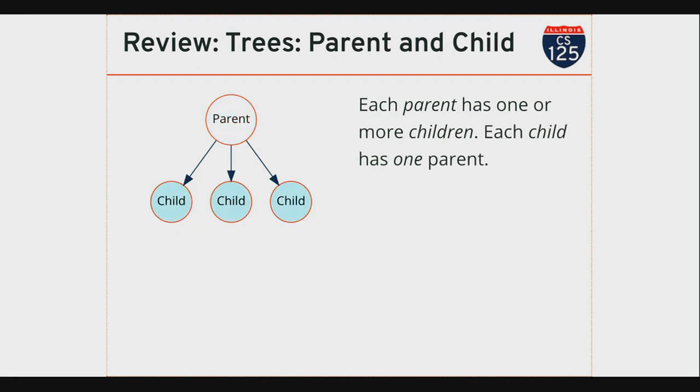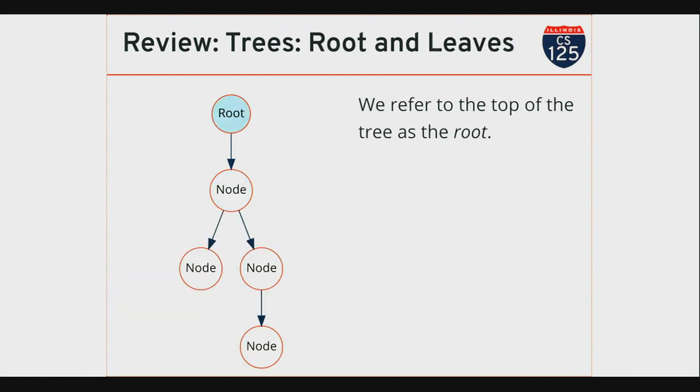Okay? Children have one parent. Every node in a tree has one parent except for the root. So we refer to the top of the tree in the way that we'll look at it. Of course, you could invert these diagrams and they would work as well, but we refer to the node in the tree with no parents as the root node.